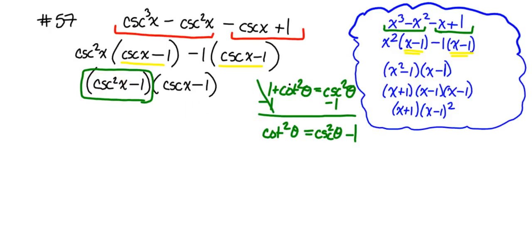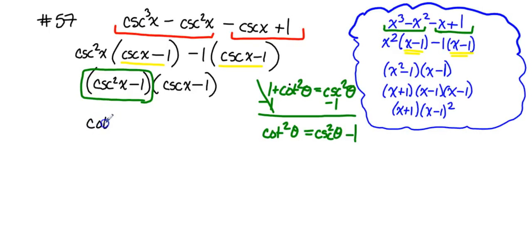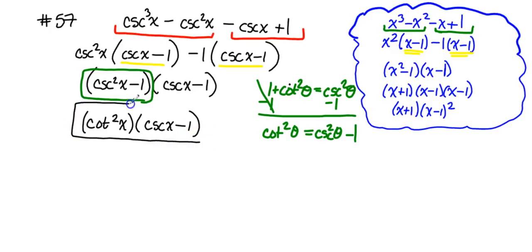So I can rewrite this first factor as cotangent squared, and this second factor will stay. Maybe if this minus 1 wasn't there, I could consider something else, but it's not squared. I'm done.